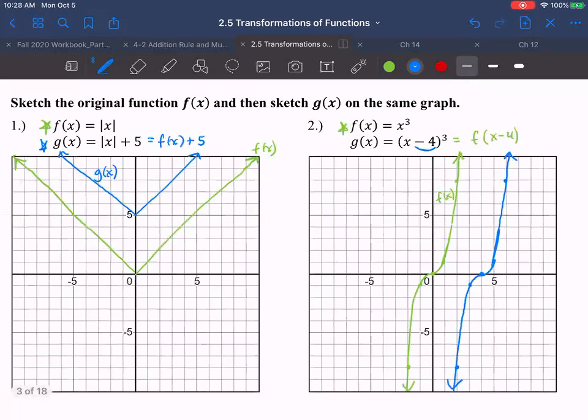The first one is outside the function, so it's a vertical shift that does exactly what is there. The second one there is happening inside the function, so it does a horizontal shift in the opposite of what is there. So it's a -4, so we do a +4 shift.